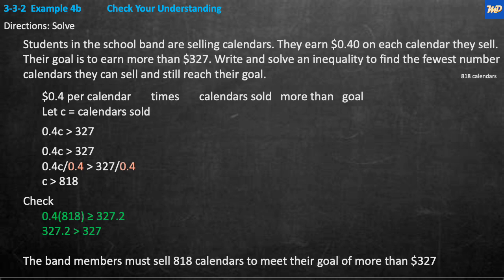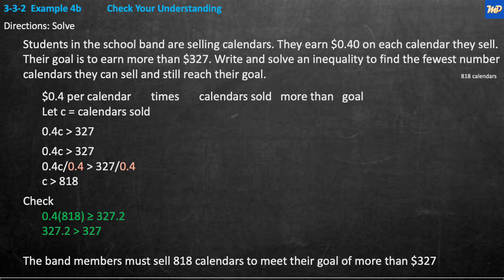So let's start by writing this into words that can be converted into an equation. What do we know? We know that we're earning 40 cents per calendar, and we need to know how many calendars they have to sell. So it's times how many calendars sold, and that has to be more than the goal. And the goal is $327. So we're going to let C equal the number of calendars they have to sell.